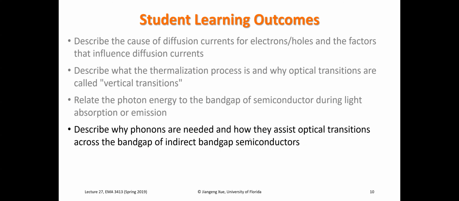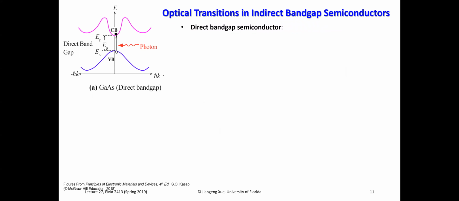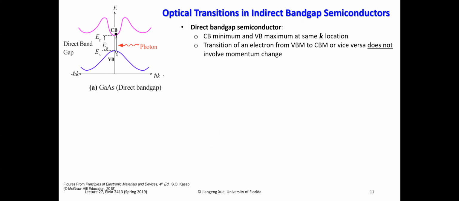The last student learning outcome is to describe why phonons are needed and how they assist optical transitions across the band gap for indirect band gap semiconductors. So when we look at the transitions in a direct band gap semiconductor, the conduction band minimum and the valence band maximum are at the same k location. So in that case, the transition of the electron across the band gap does not require a momentum change. So a photon can just do it.